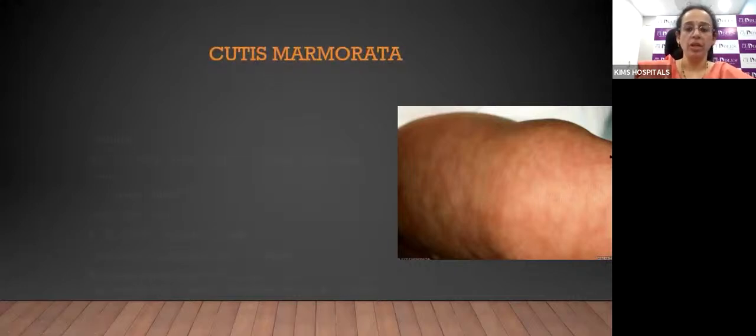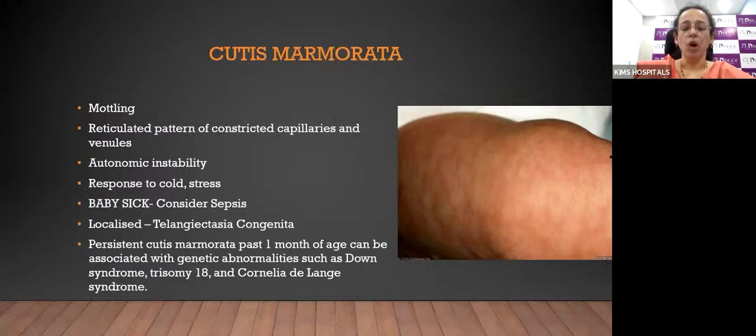So here we can see a spider web like erythematous appearance followed by areas of pallor. So this is known as the cutis marmorata. This is more often seen in a preterm baby than a term baby. So mottling, if the baby is otherwise stable and clinically well, then we can attribute this as a cutis marmorata.